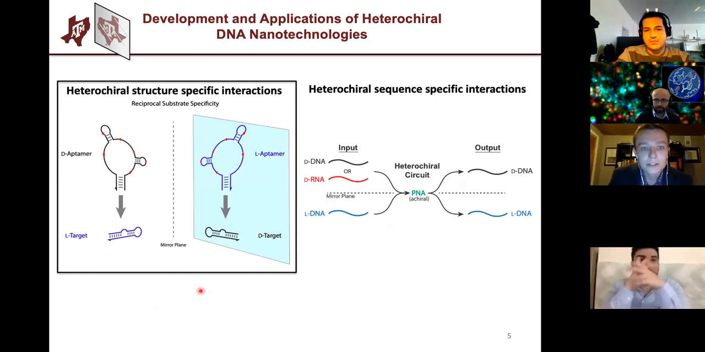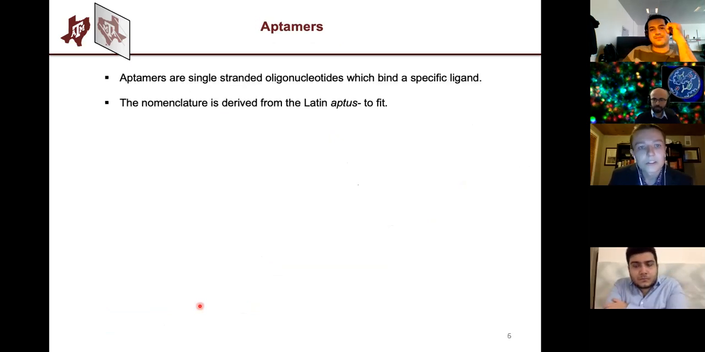So, all right, we'll just dive straight into the first half of this talk about the structure-specific interactions. And here I'm just going to tell you all about how we go about selecting L-aptamers against natural RNA targets. So aptamers are single-stranded oligonucleotides which bind a specific ligand. Just as some background, it's derived from the Latin aptus, or to fit.